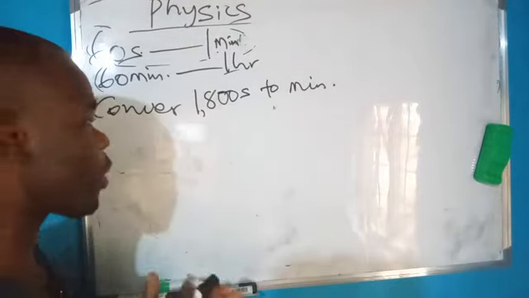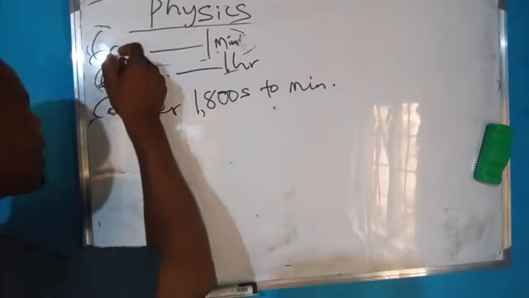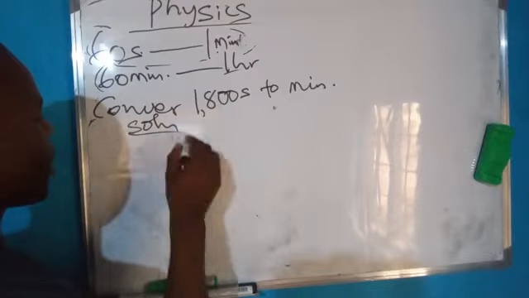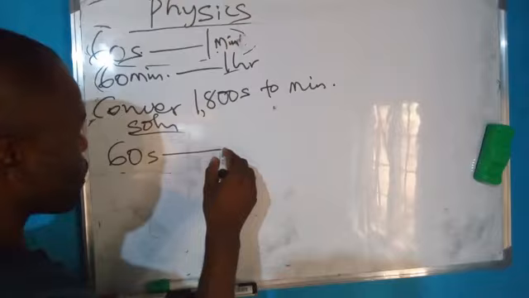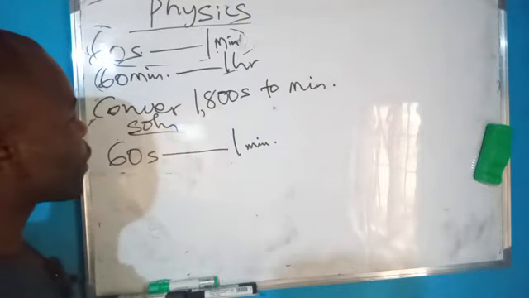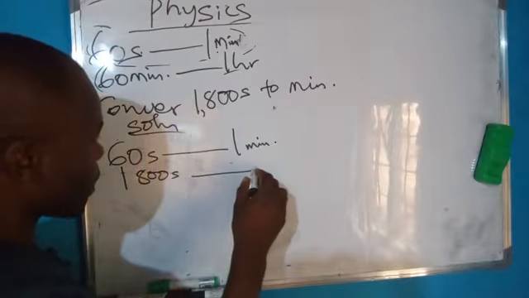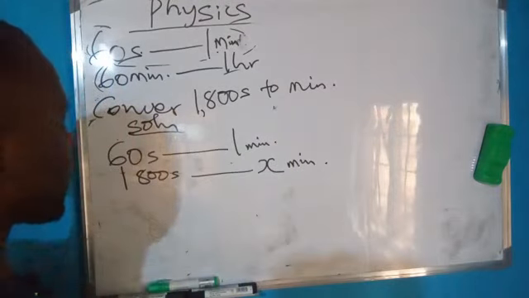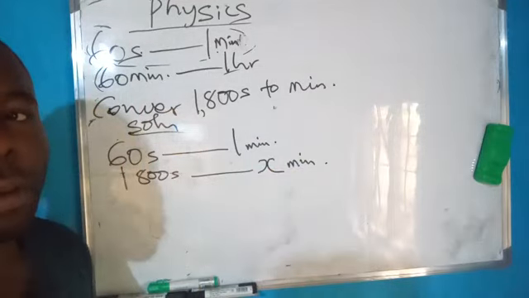The direction of this question now is from second to minutes. So in this case, we still write this 60 seconds to give us 1 minute, so that our solution becomes 60 seconds makes 1 minute, so that 1800 seconds makes unknown minutes. We don't know the number of minutes in 1800 seconds, and that's what we are meant to solve for.